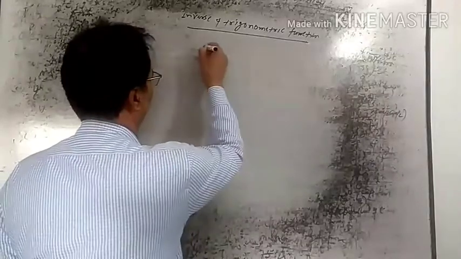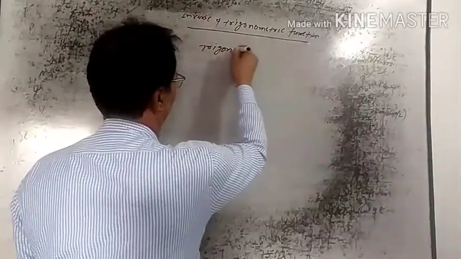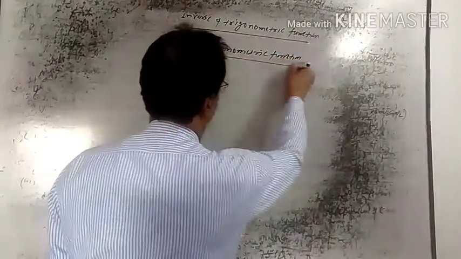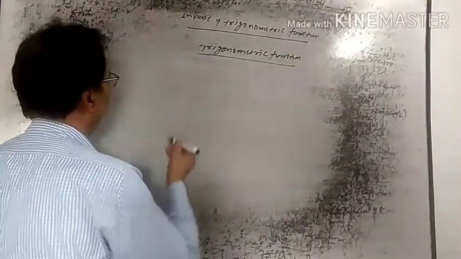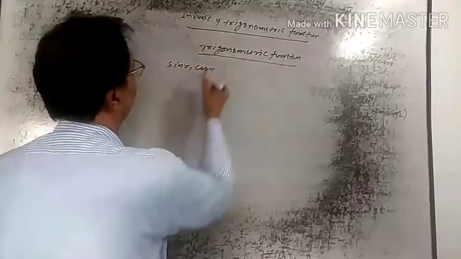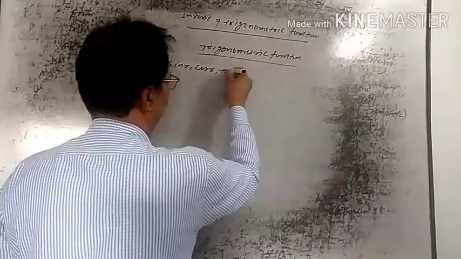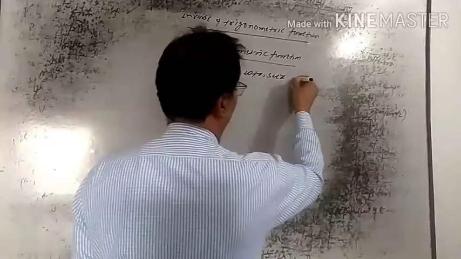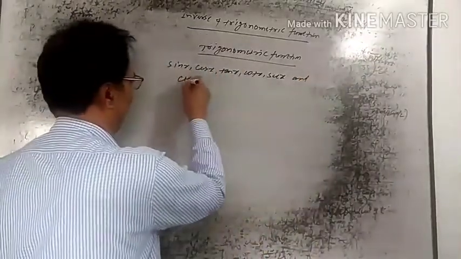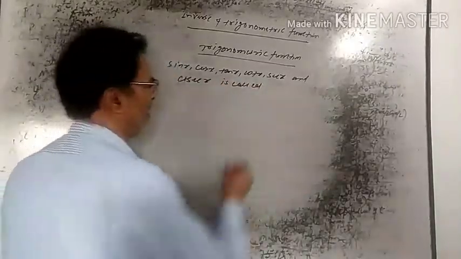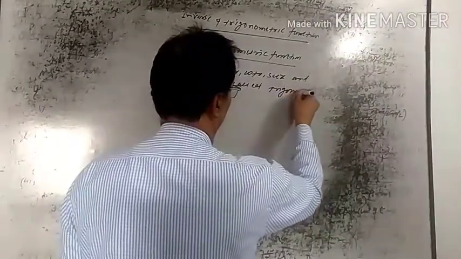So what is trigonometric function? If x is an angle, then sin x, cos x, tan x, cot x, sec x and cosec x are called trigonometric functions.